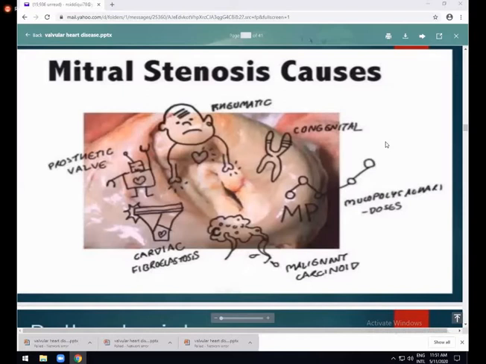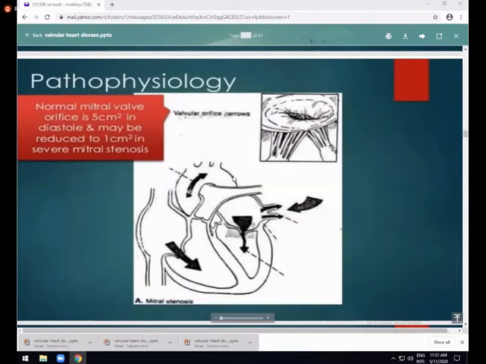And this is the pathophysiology. So the mitral valve is here. This is the left atrium, left ventricle, and this is the aorta. And you see here is the aortic valve. Here is the mitral valve. Here are the pulmonary veins, and this is the right side. Normal mitral valve orifice is 5 centimeter square in diastole and may be reduced to 1 centimeter square in severe MS.